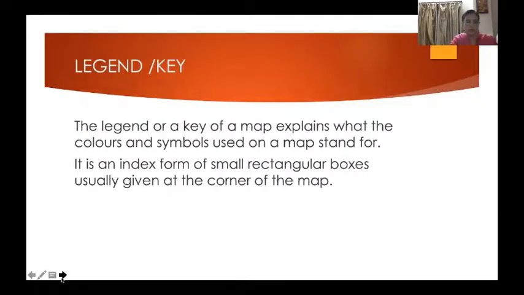Now we come to the very interesting topic, that is the key or legend of a map. The legend or key of a map explains what the colors and the symbols used on a map stand for. It is an index in the form of small rectangular boxes, usually given at the corner of the map.